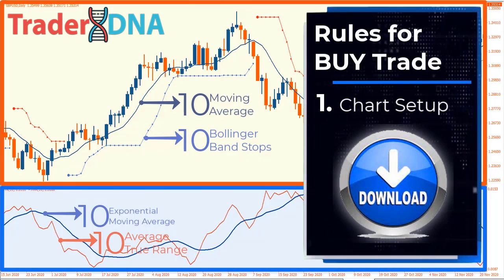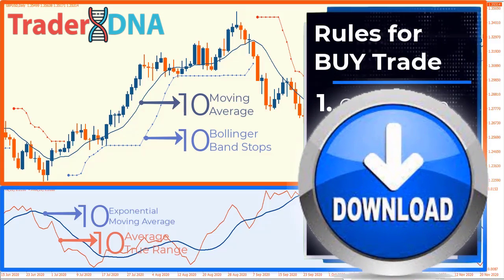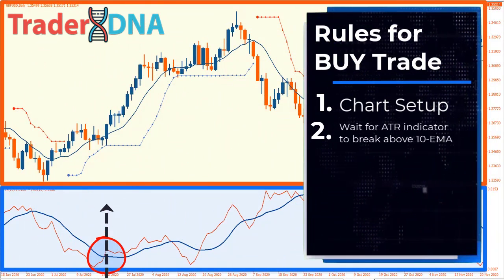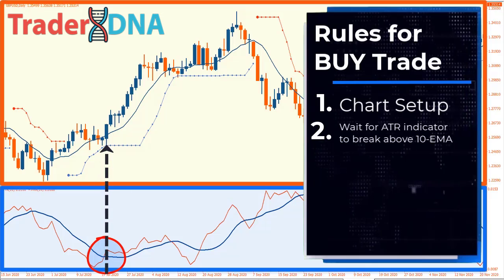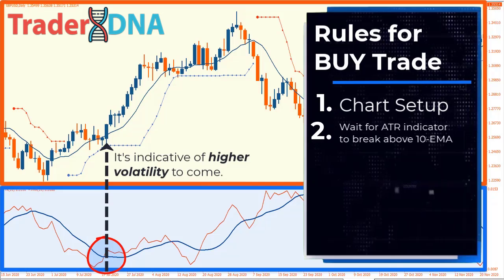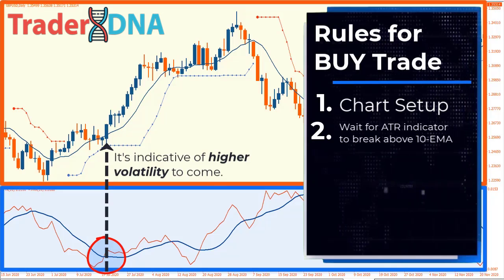Now that we have our chart properly configured, it's time to move to the next step of the best average true range trading strategy. Step number 2. Wait for ATR indicator to break above 10 EMA. A breakout in the 10-period ATR indicator reading above the 10 EMA is indicative of higher volatility to come. With higher volatility, this also means trading opportunities and bigger profits to be made.